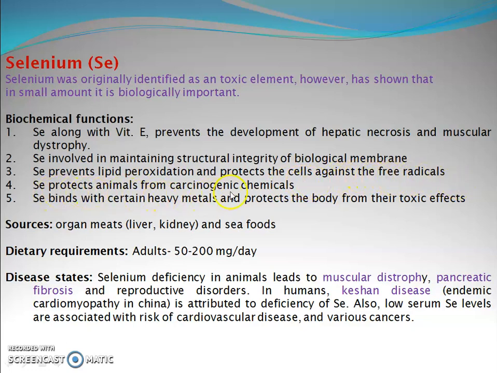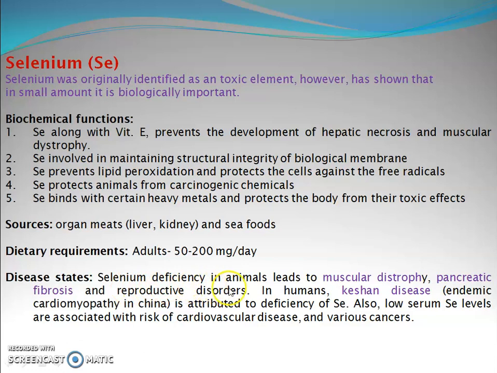Selenium protects animals from carcinogenic chemicals. Selenium binds with certain heavy metals and protects the body from their toxic effect. Sources include organ meats, liver, kidney, and seafoods. Dietary requirements include for adults 50 to 200 microgram per day.